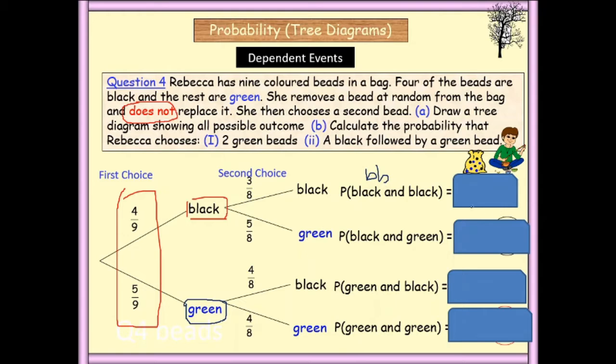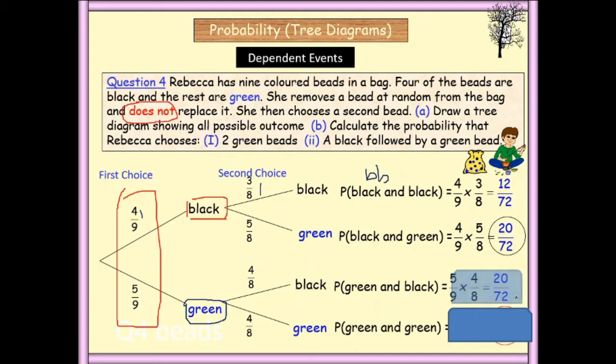And to do this, you just times the fractions. So for black, black, I'll have to do 4/9 times 3/8, which is 12 out of 72. Okay. I wouldn't simplify them just yet. Black, green would be 4/9 times 5/8. Next one is 5/9 times 4/8, which is 20 out of 72. Notice these are the same. They're the same in a lot of them. And the last one's going to be 5/9 times 4/8, which is 20 out of 72.